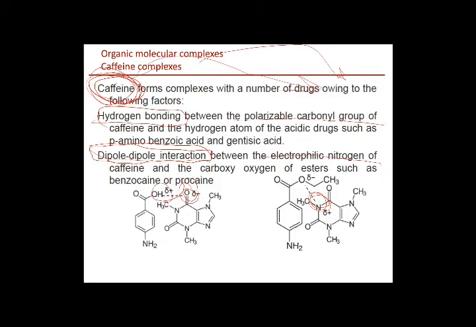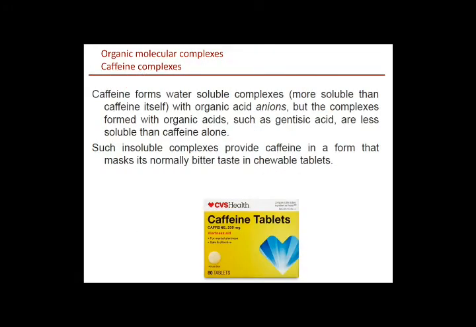And this concept of complex formation of caffeine with many drugs is the reason behind the fact that we ask many patients to not take caffeine, or not take tea and coffee and things that contain high concentrations of caffeine with their drugs, because caffeine can form complexes with many types of drugs. Now, let's read this paragraph.